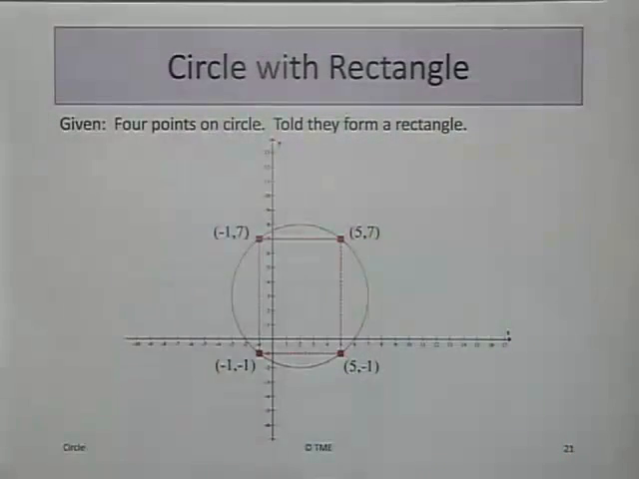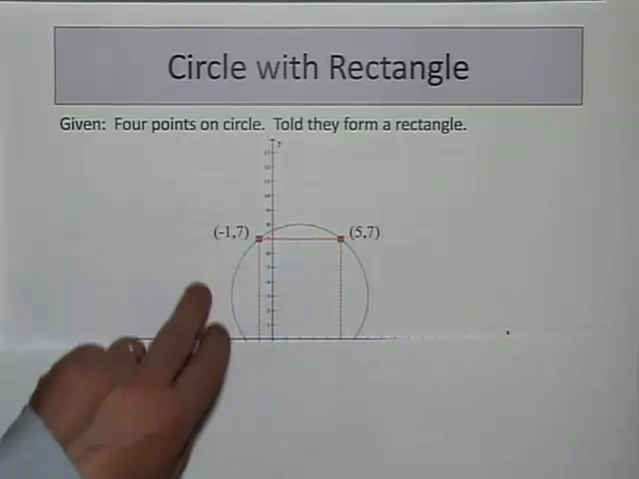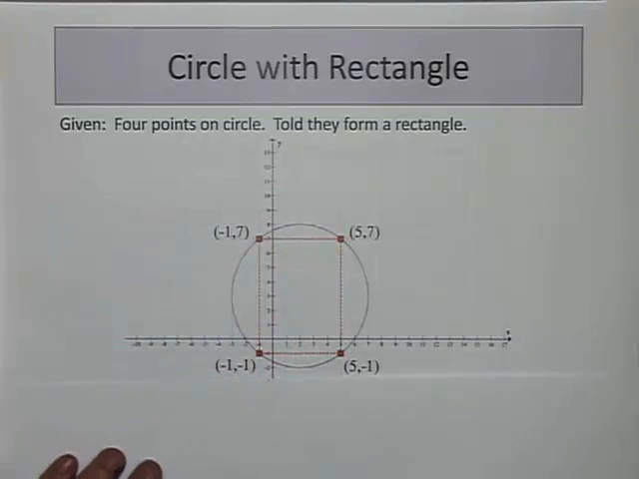Here's the next one. They give you a circle with a rectangle in the middle, where the 4 points on this particular shape form a rectangle. Now, how do you do that, fella?